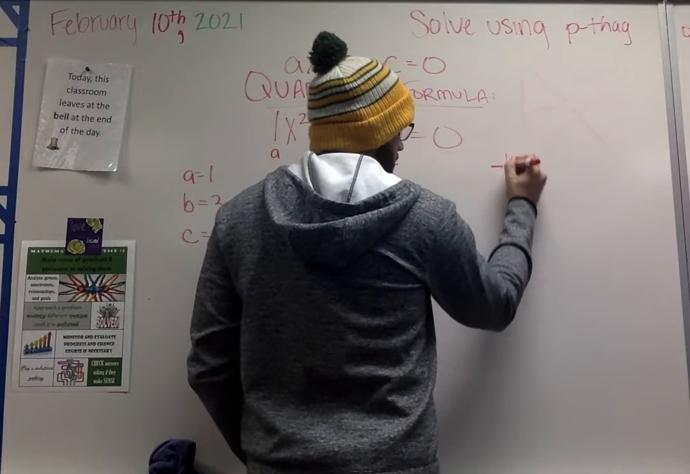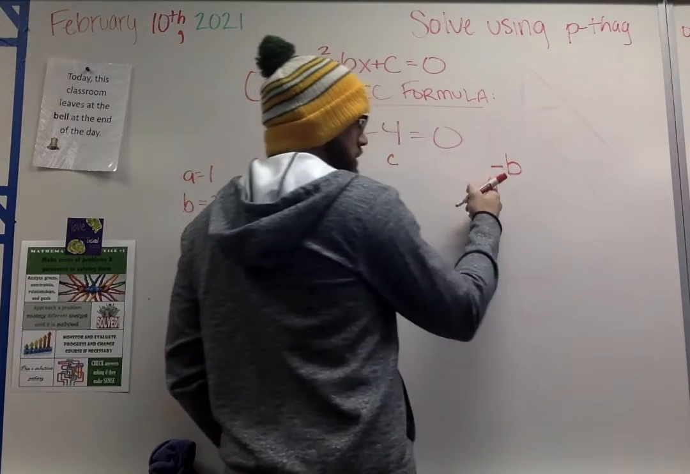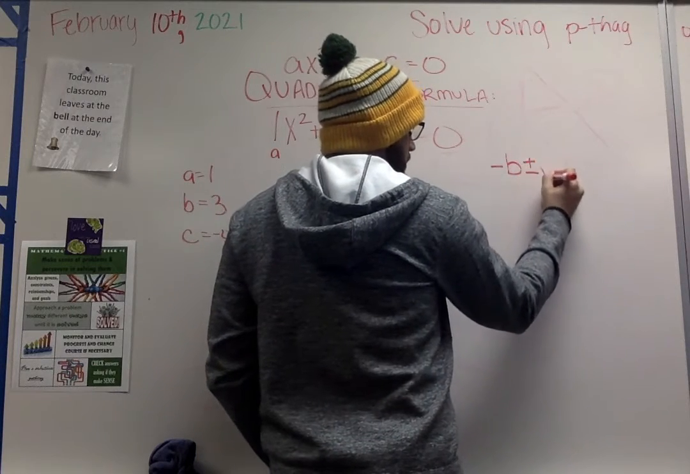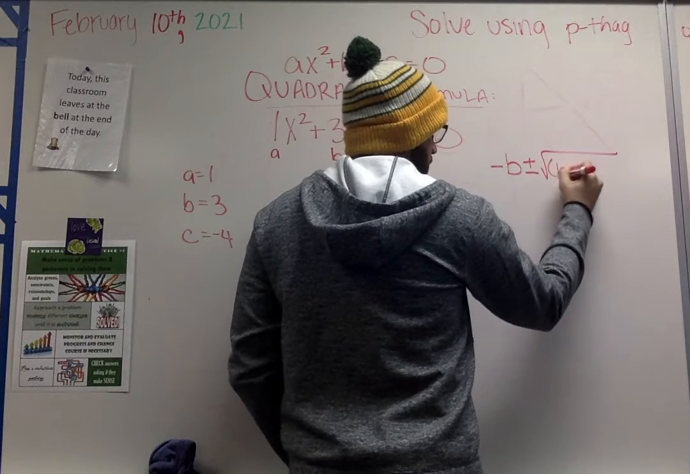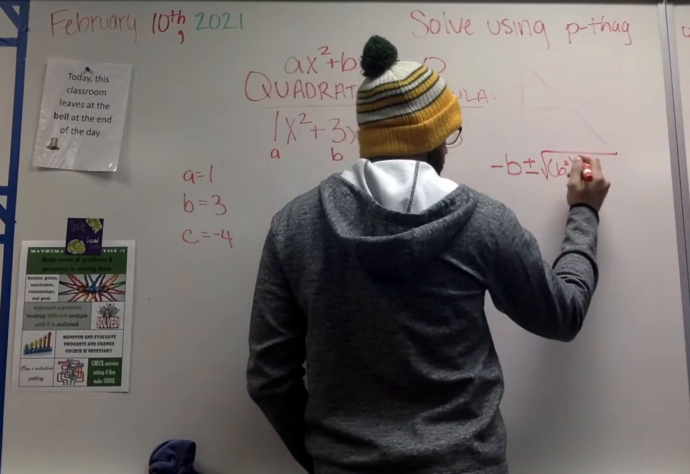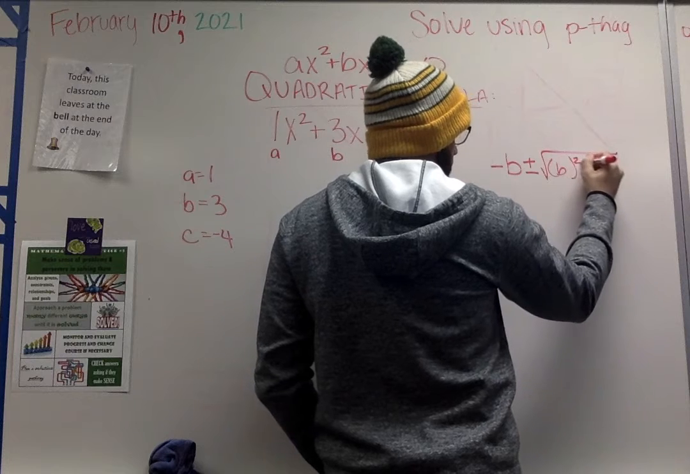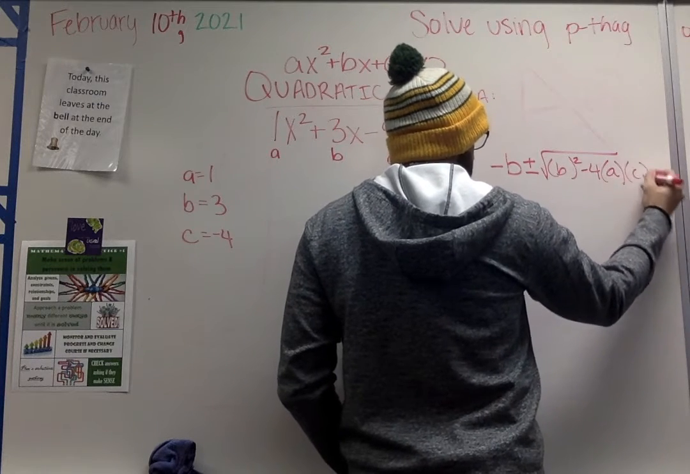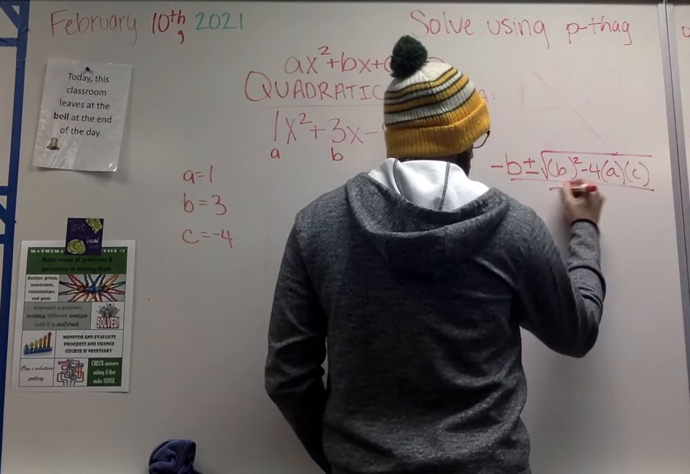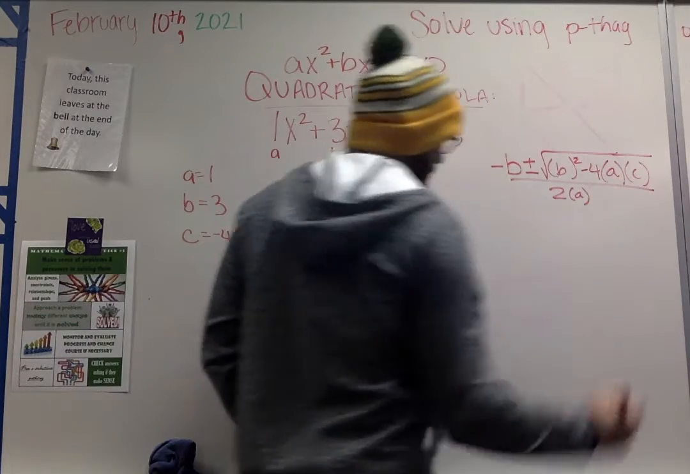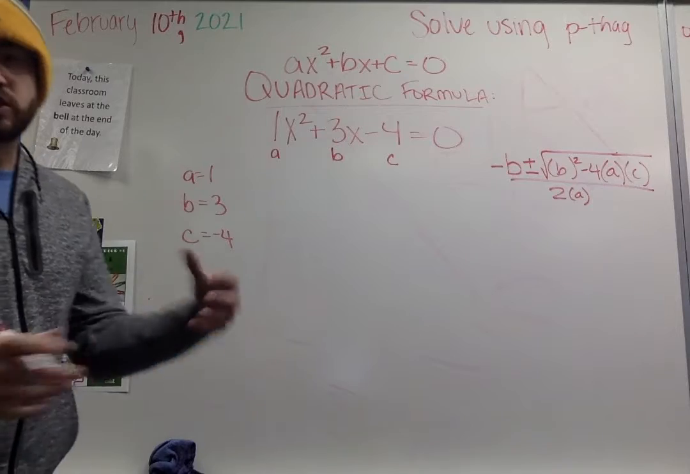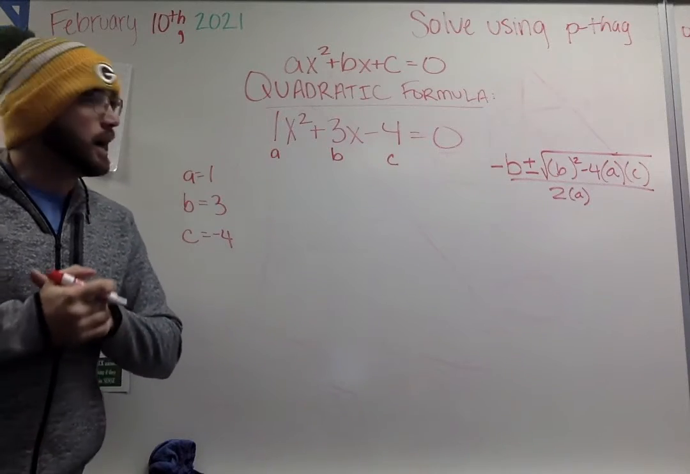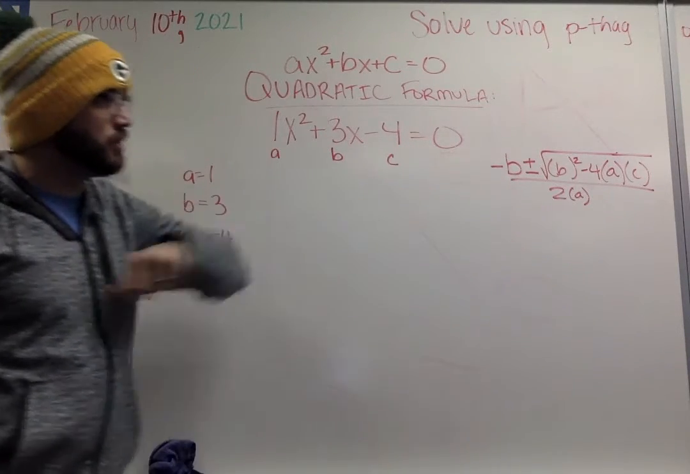Again, you won't need to memorize this, but this is something you need to know how to use. Opposite b plus or minus the square root of b squared. Put the square root on the outside. Minus 4 times a times c, all over 2 times a. Okay? Again, we're just substituting or replacing those things within each position of our variable.